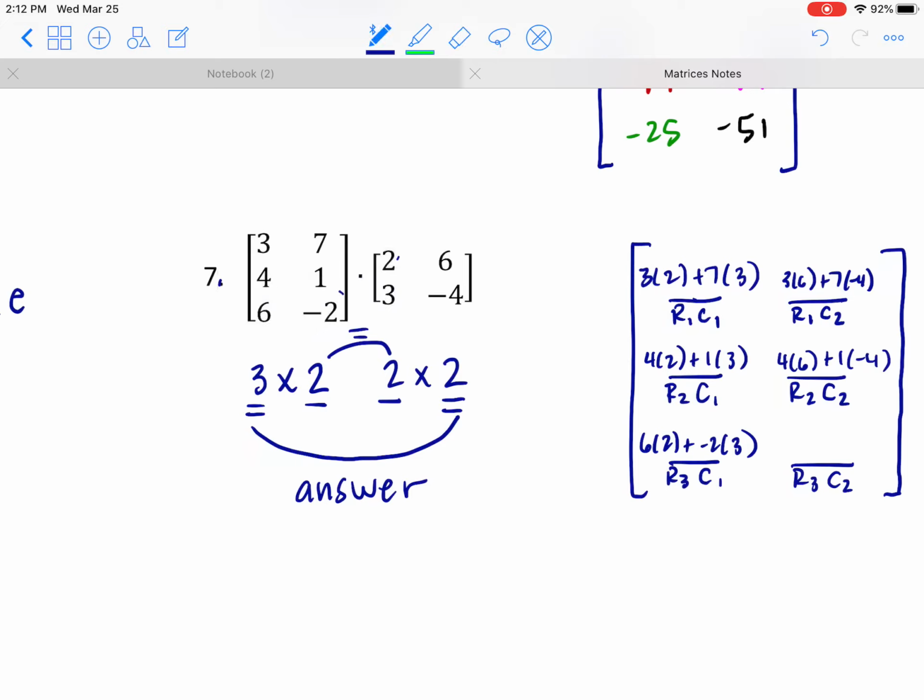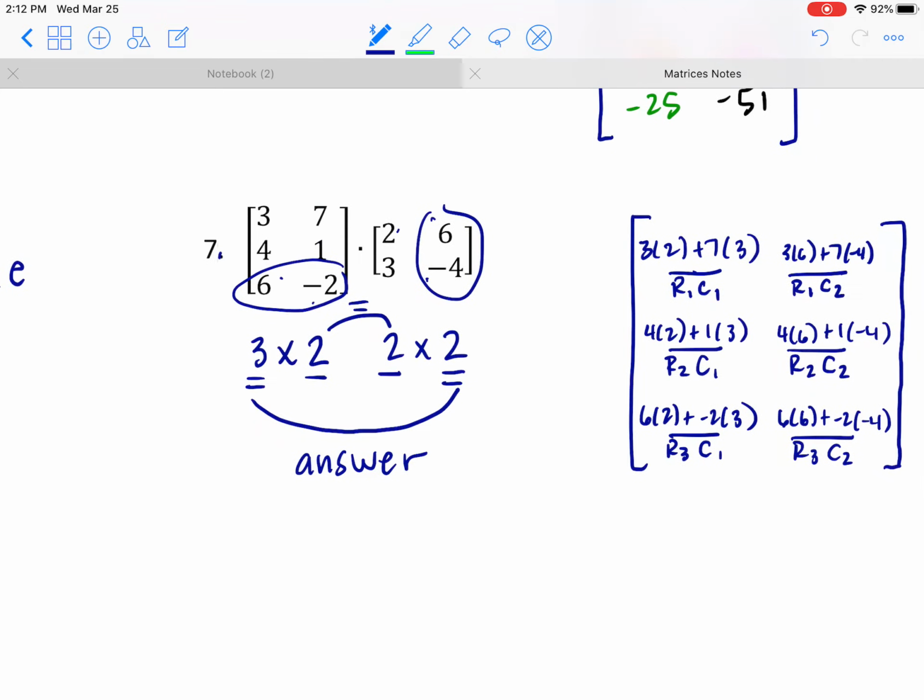Row 3, column 2. So 6 times 6 and negative 2 times negative 4.